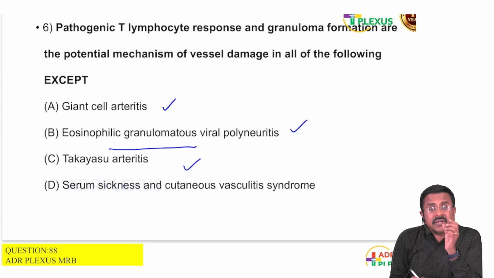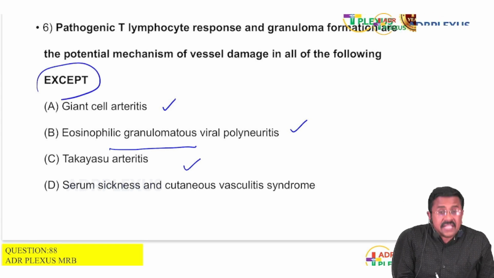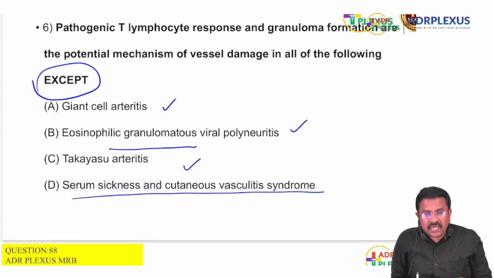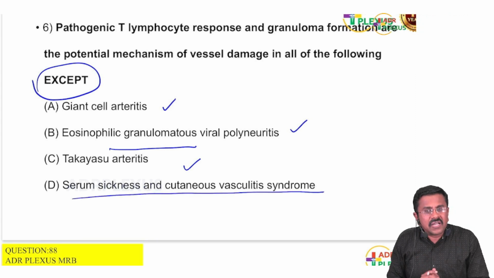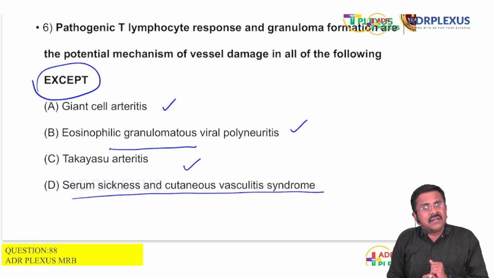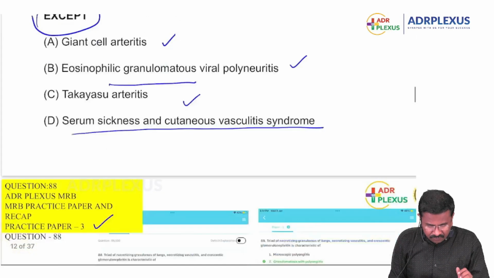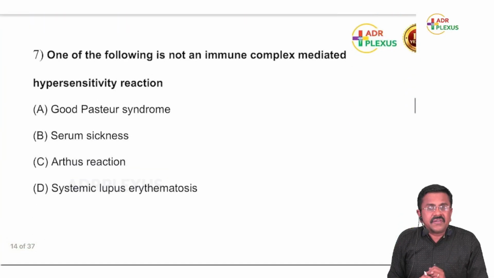And remember the question asked about except. So serum sickness and cutaneous vasculitis syndrome will not have granuloma formation. Rest of all the vasculitis will have granuloma formation. Vasculitis with granuloma formation. Moving on to the seventh question.